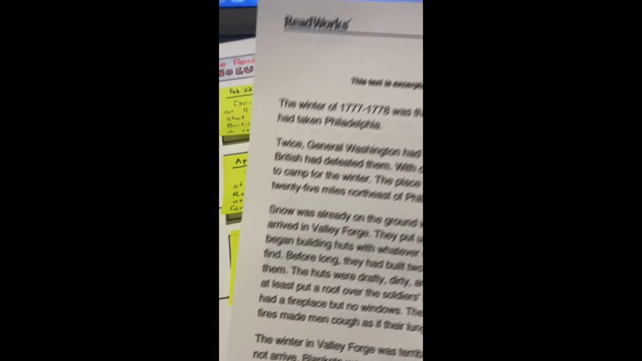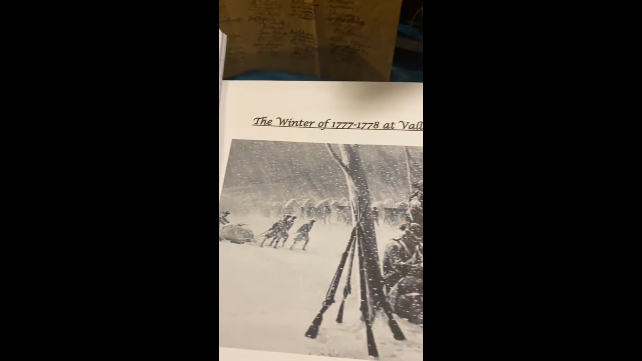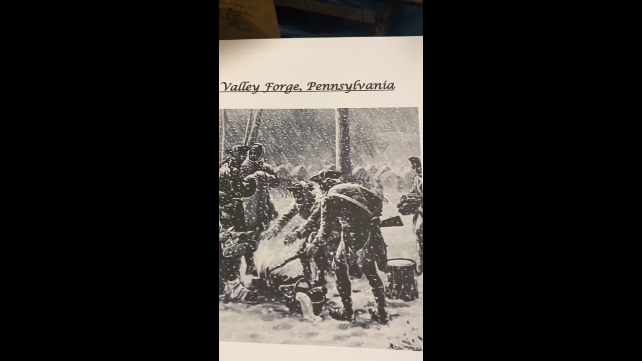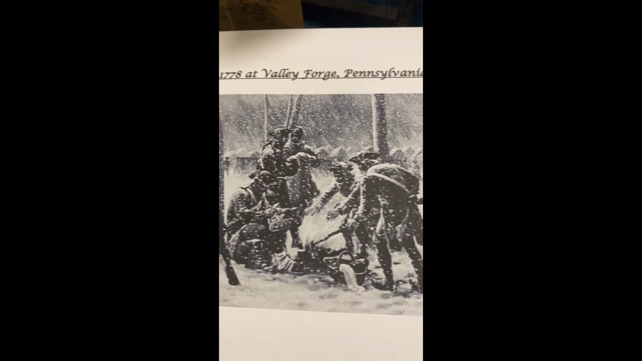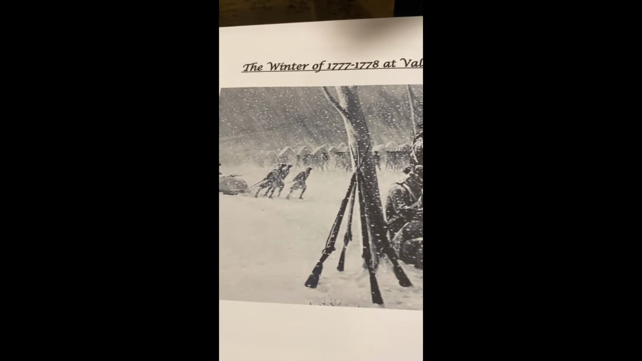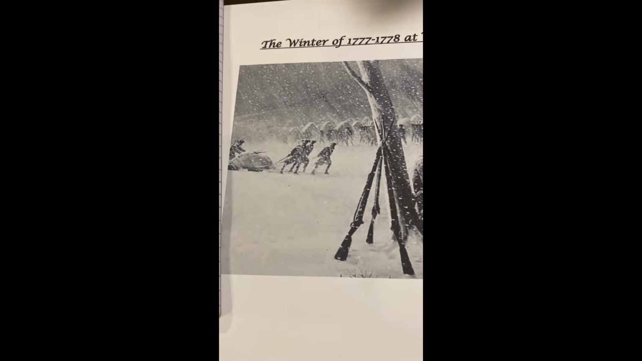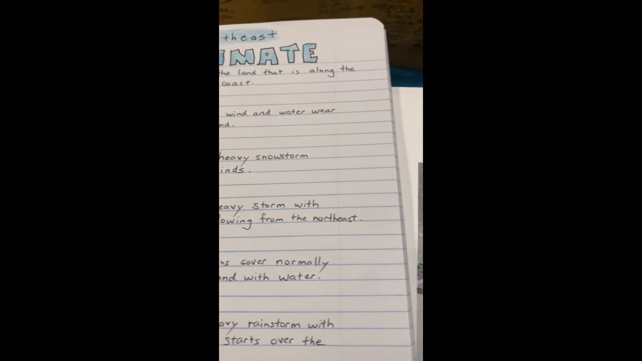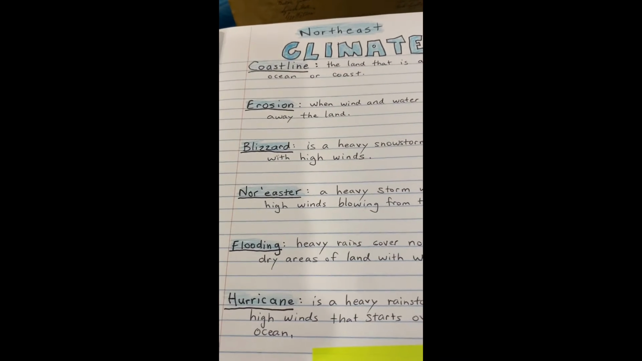And we have a reading that goes along with that. It also has this picture, I think, that says a lot too. A lot of times the picture is worth 1,000 words, if you've ever heard of that saying. And so we're going to talk about Valley Forge, Pennsylvania, and the winter of 1777, and how that ties in with what we understand about the climate of the Northeast.